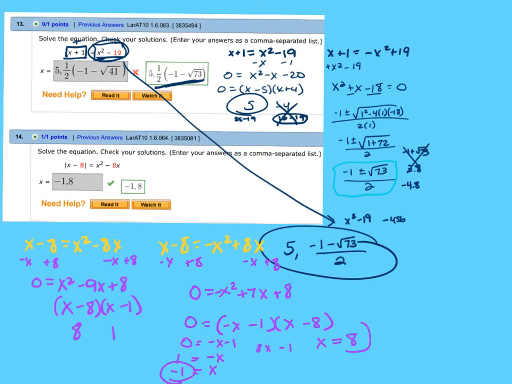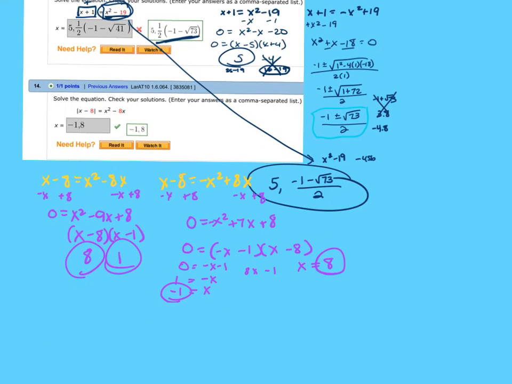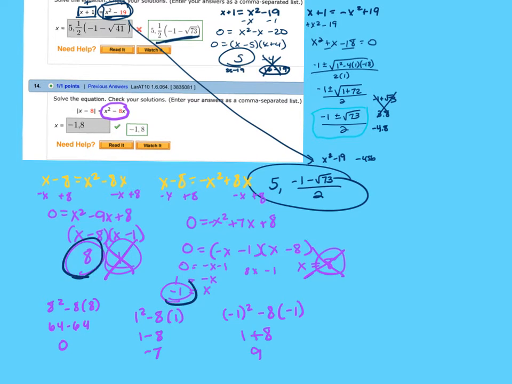So now I've got to check these. And again, really, I just need to check to make sure this is not going to give me a negative. So 8 squared minus 8 times 8, 64 minus 64, which is 0. That's fine. 1 squared minus 8 times 1, that's 1 minus 8, which is negative 7. That doesn't work. Plug in the negative 1. Negative 1 squared minus 8 times negative 1, 1 plus 8, and that time it works. So I'm going to keep the 8 and the negative 1.